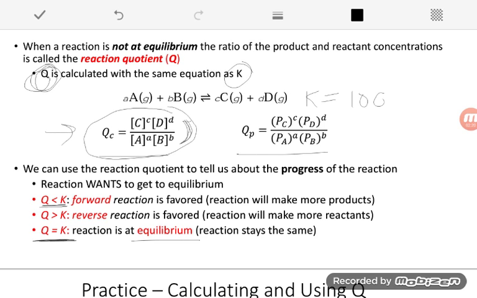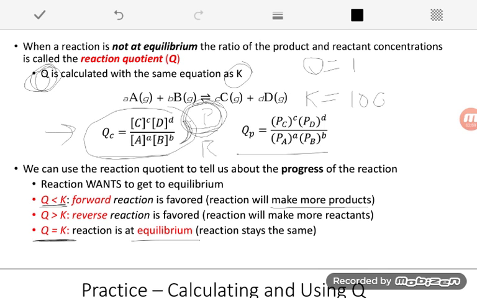Q can be too small. For instance, let's say Q here was 1. In that case, we just need to think about the form of this equation. So Q is smaller than K. And if we look at the ratio, Q is always products over reactants. If Q is too small, then this piece up here must be too small. That means I don't have enough products and I need to make more products in order to get to equilibrium, because my reaction is always trying to get to equilibrium. So if Q is too small, number on top is too small, I don't have enough products, so I'm going to make more products to get to equilibrium.